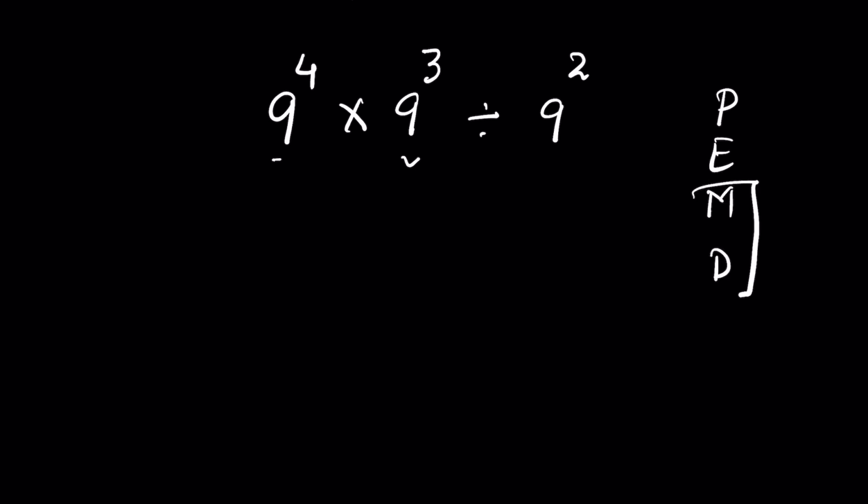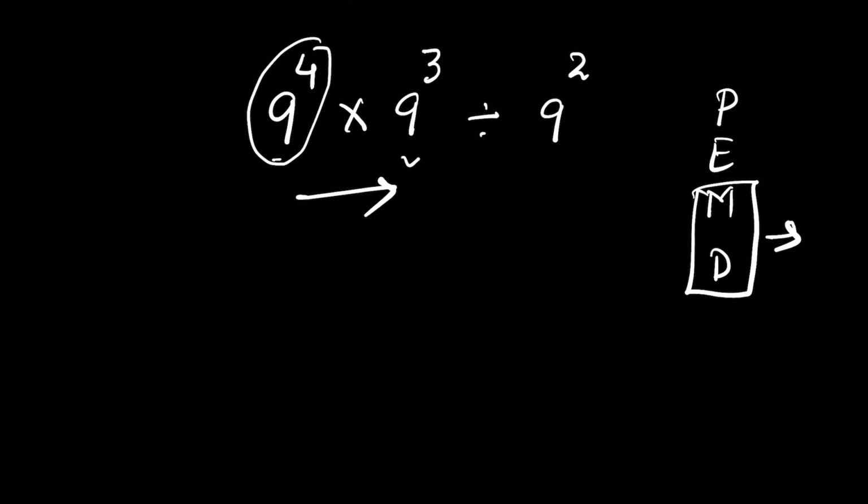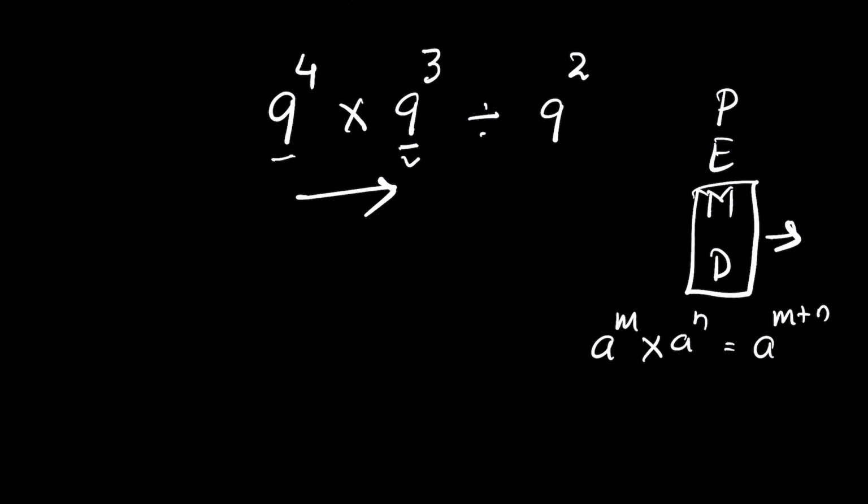Now for multiplication and division, we have to solve from left to right. So we will solve it from left to right. We consider 9 to the power 4 as a number. Now 9 to the power 4 times 9 to the power 3. 9 is the base and 4 and 3 are the exponents. So there is an identity: a to the power m times a to the power n is equal to a raised to the power m plus n. If the bases are the same, we can add the exponents.